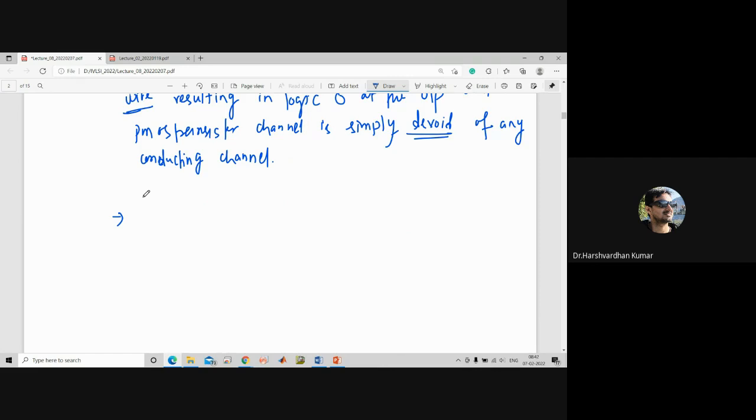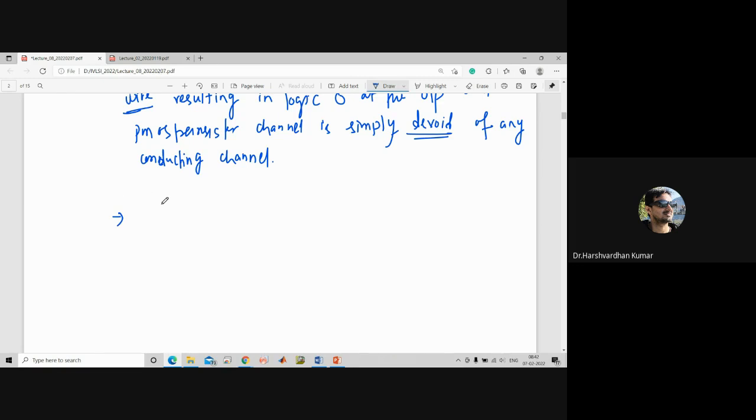Yes, sir. We can design those combinational circuits as well as sequential circuits also. So what are sequential circuits? We can design any logical circuits, any digital circuits using this inverter, these CMOS transistors.